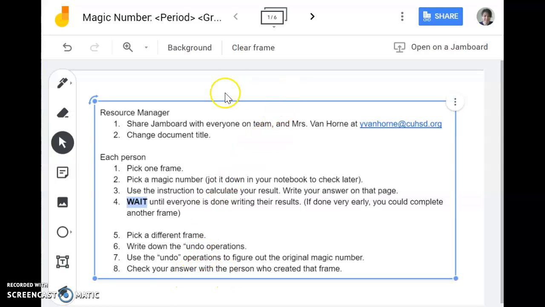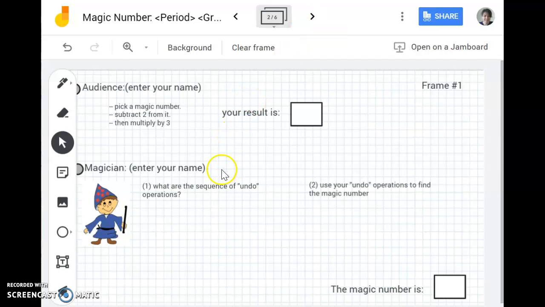So for example, this is what the frame will look like. Okay, so each person will find the frame, everybody gets a different one, and everybody's going to have a different role. Okay, pick a magic number and jot that number down somewhere, and then to that number subtract 2 from it, and then multiply by 3. Okay, and whatever the result is, you're going to put it right here. Okay, and then you're going to wait for everybody else to be done with their own frame. And then afterwards you are going to trade the frame. So just pick a different frame.